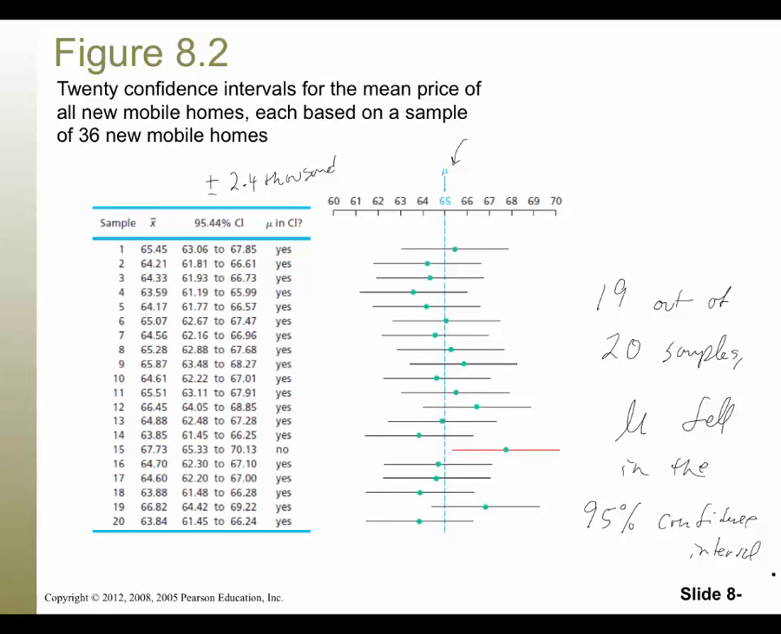Which is 95% of the time, the mean fell. So 19 out of 20 is 95%. See, 19 out of 20 is 95%. So 95% of the time, the actual population mean fell in the confidence interval of the point estimate.